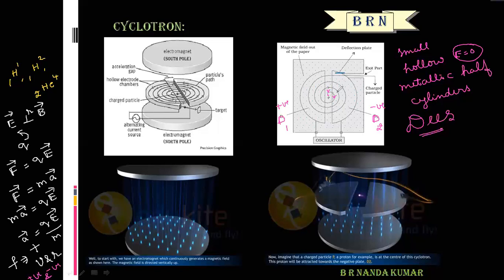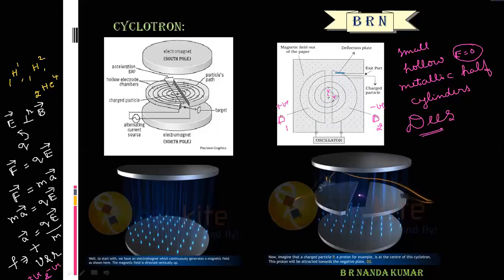The perpendicular magnetic field throws the charged particle into a semicircular path and brings it back into the electric field. The perpendicular magnetic field does not change the speed of the charged particle; it changes only the direction.